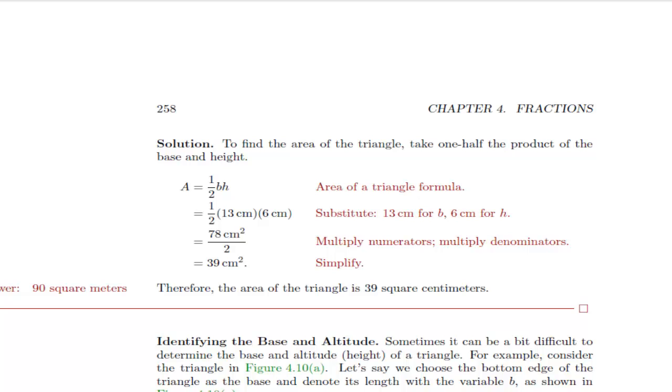So let's look back for a second. On the second step where we multiplied 1/2 times 13 times 6, just think of 13 and 6 as being fractions with 1 as the denominator. Then when we multiply the numerators together, we have 1 times 13 times 6, which is 78. And in the denominators, we have 2 times 1, which is 2. Then divide 78 by 2 to get 39. So again, the area of the triangle is 39 square centimeters.